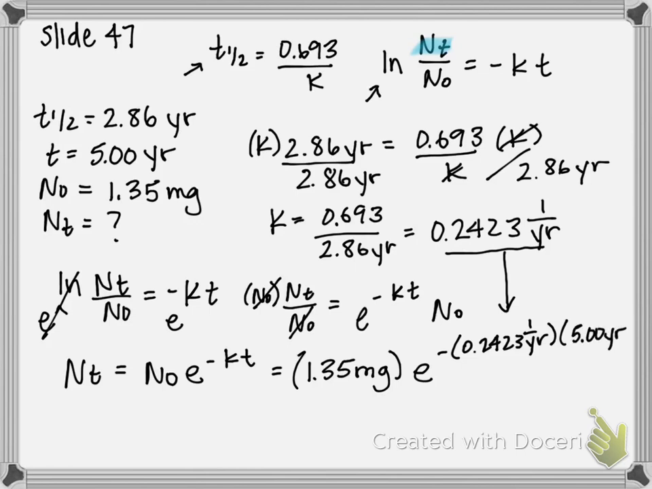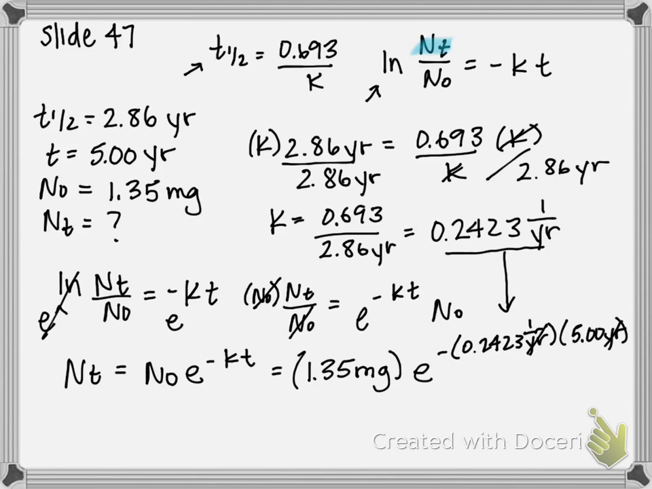So notice here I'm leaving my time in years because my half-life was in years, so there's no point in changing units. In our previous chapter, a lot of the work we did was in seconds, so we had to deal with that. But here, years is fine. So notice that year and inverse year cancel, so that's going to be left unitless. And now we can multiply everything out.